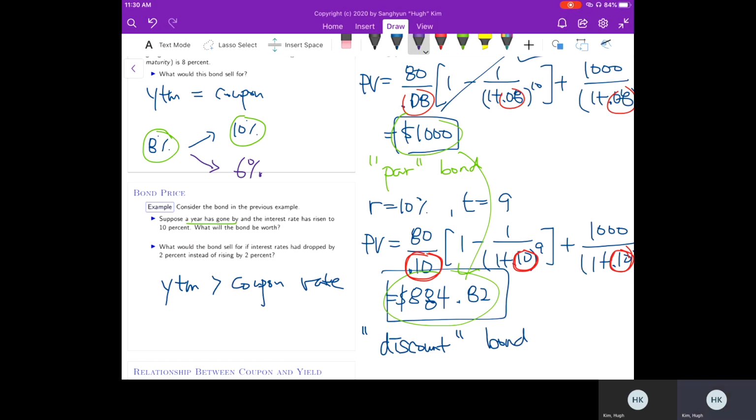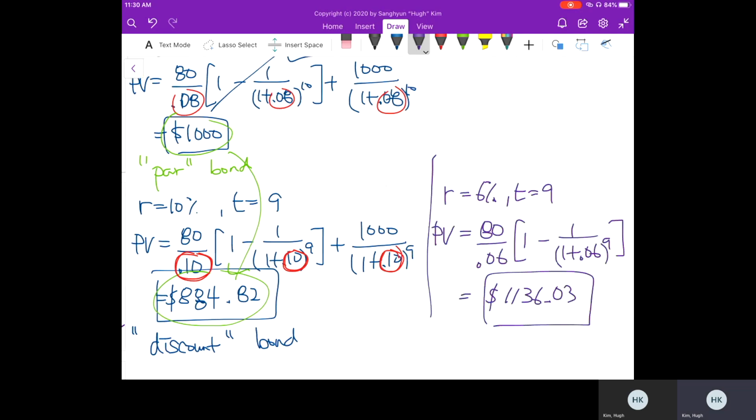On the other hand, the second scenario, yield to maturity, which is 6%, is less than coupon rate. So that means that other similar bonds are offering 6% when this particular bond is offering 8%. So this bond is now attractive relative to other similar bonds in the market. So now this carries a premium. So this type of bond is called premium bond.